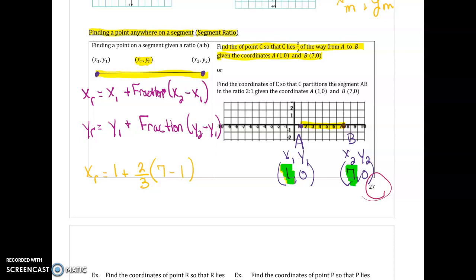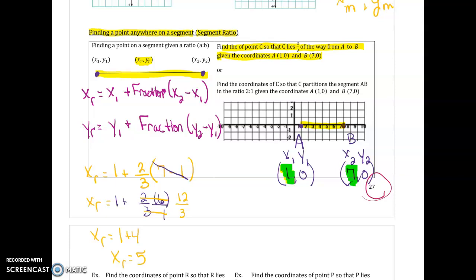And now I follow my order of operations. I start with parentheses first. That's 6. Then I multiply, and don't be afraid of multiplying fractions. When you multiply fractions, just multiply across. That's 12. Multiply across, that's 3. 12 divided by 3 is 4. And once I add those up, I'm going to realize that the x-coordinate of where I want to be is 5.